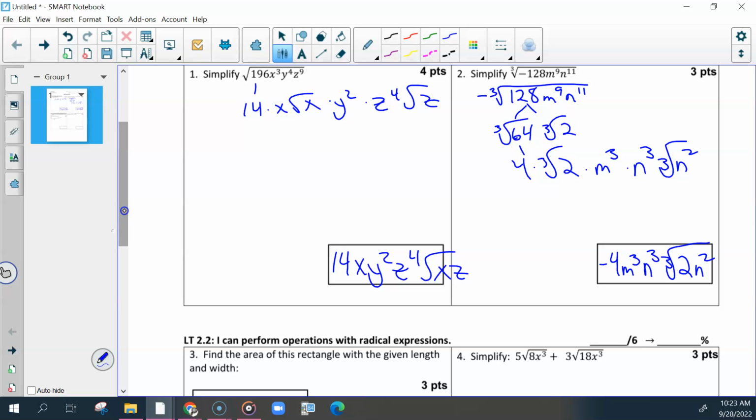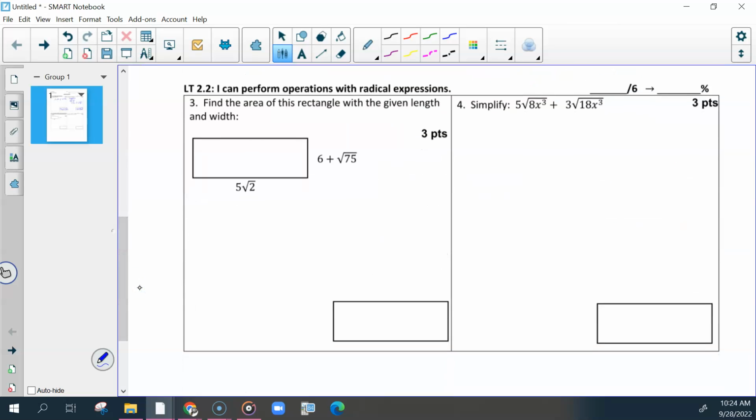So for the most part, the first section was really good. It was the second section. So with this first one, I think more problems with 3 than 4. A lot of you knew that area is multiplying. So you would write it like this.